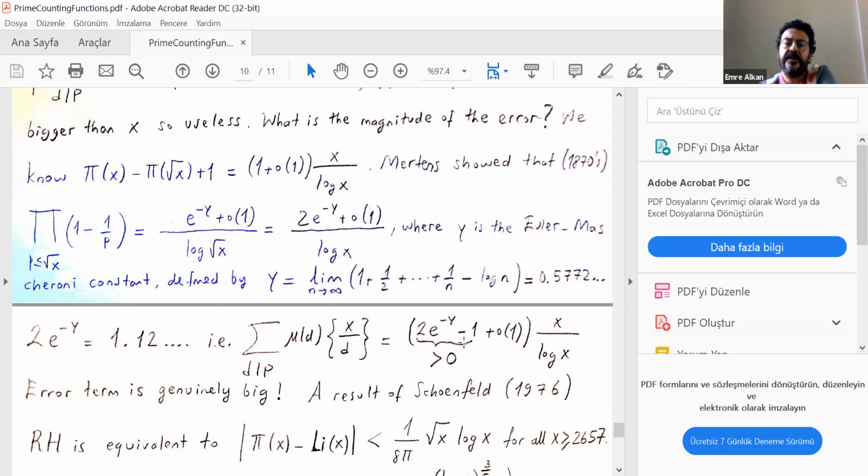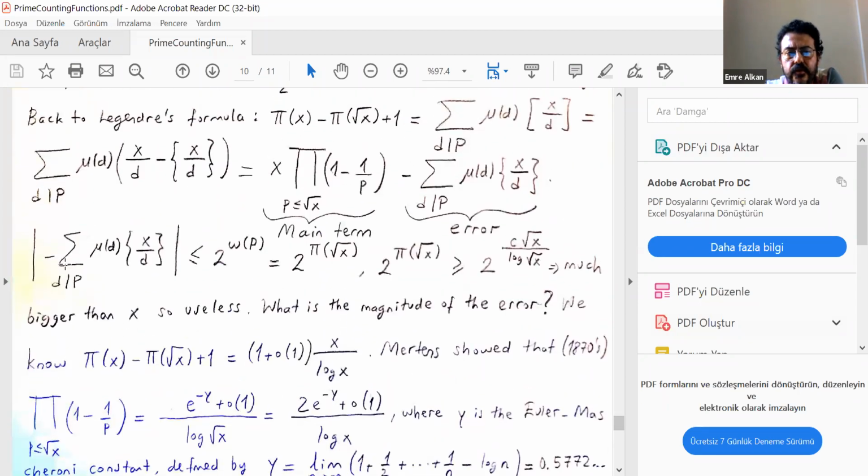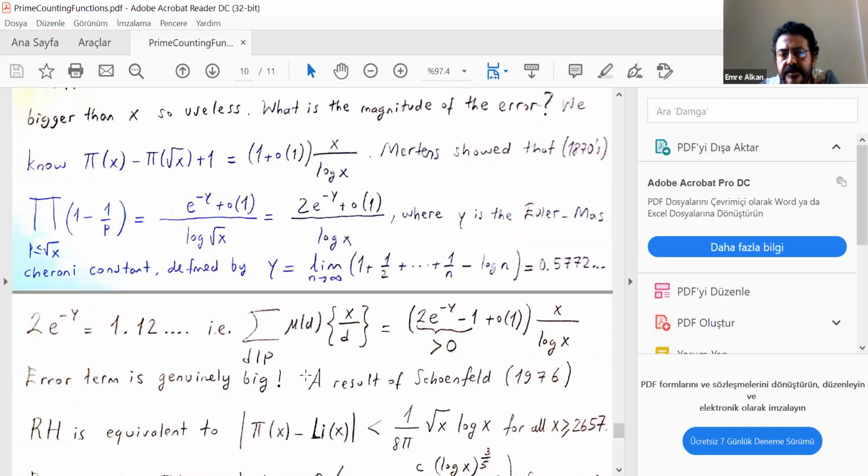Now, of course, the important thing here is that that's a positive number. So there is a contribution here. This means that the error term is genuinely big. However hard we try to estimate it like this, it will not be sufficient. We cannot make it small with considerations like this, because in reality it's really big. It's in some sense the same order as the main term. And in fact, it was nice to discover this. So the error term is genuinely big.